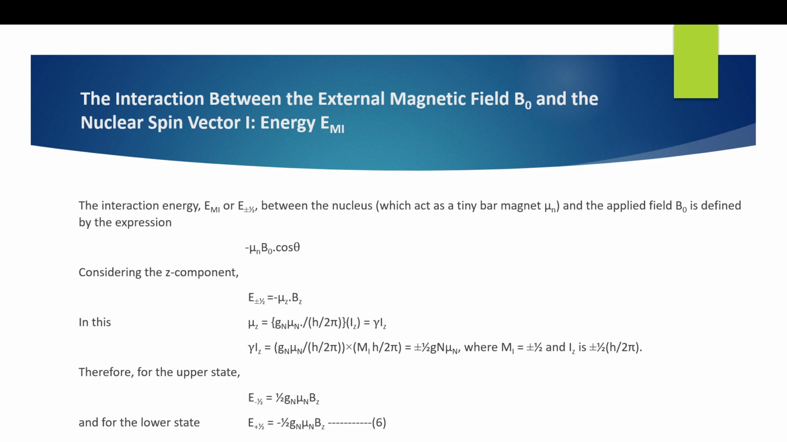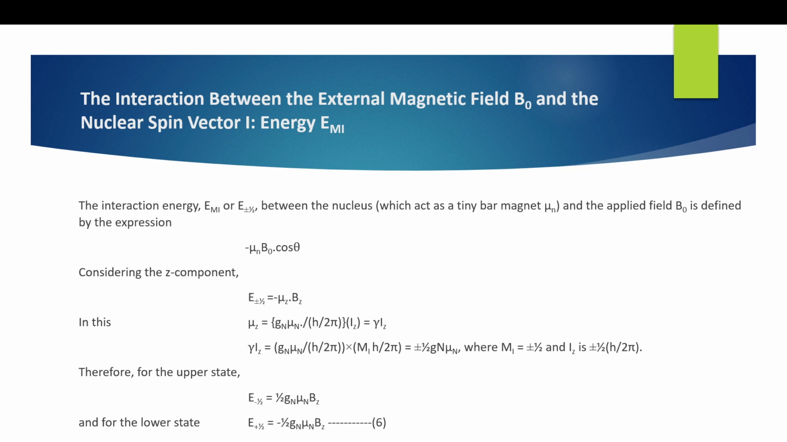The interaction between the external magnetic field B0 and the nuclear spin vector I, that is the energy of interaction, E, is given by the equation E = -μ·B0 cos θ. Considering the z component, we can write E(±1/2) = -μz Bz. Here μz, as I told earlier, is equal to gn μn upon ħ multiplied by Iz. This can also be written as γ Iz.